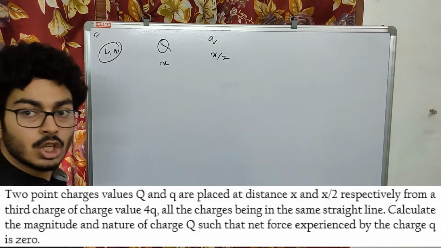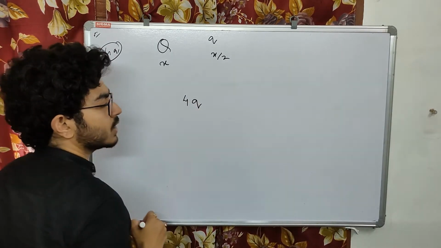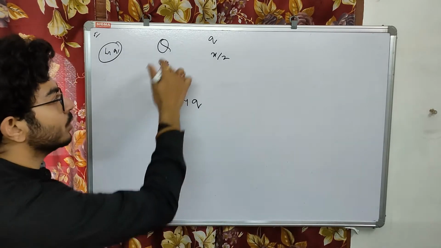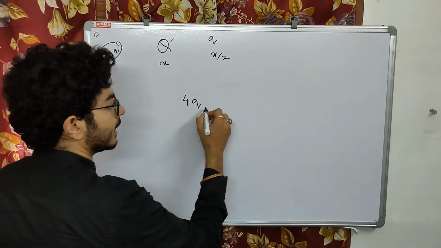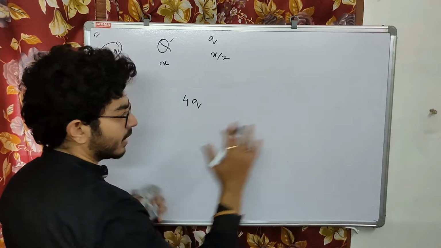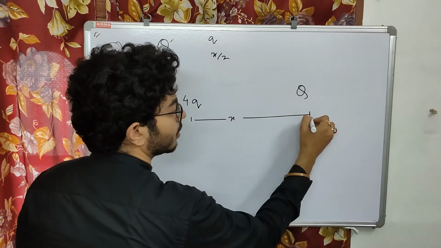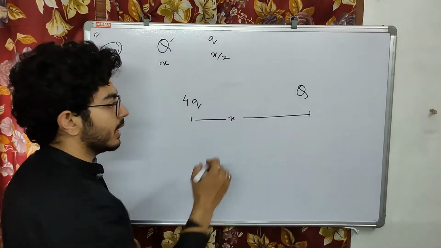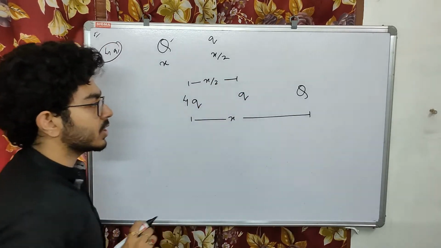This is our third charge. So how are we going to place them in the same straight line? First we place 4q. Now capital Q is x distance away from 4q. If this is capital Q, then this is x distance away. Now small q is x by 2 distance away, so small q must be here, x by 2 distance away from the third charge.